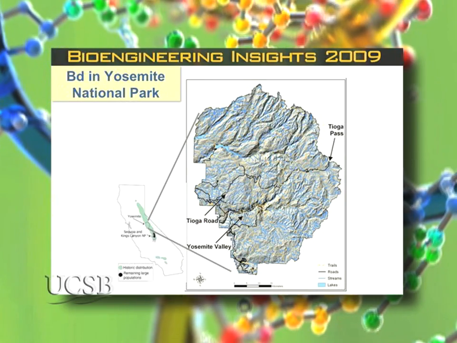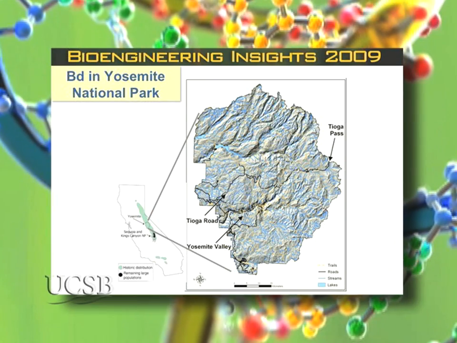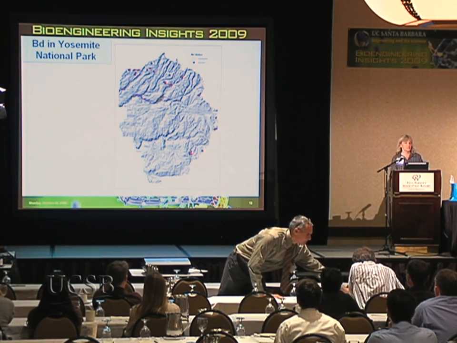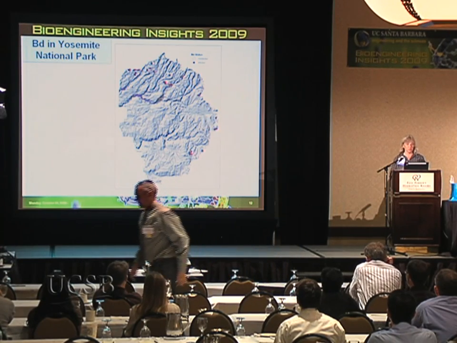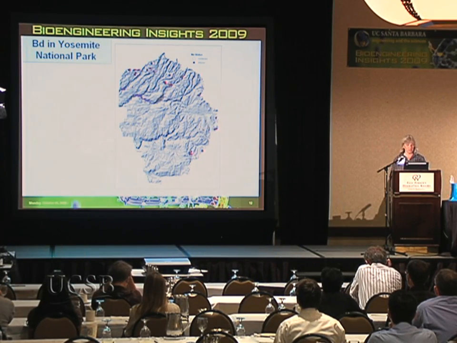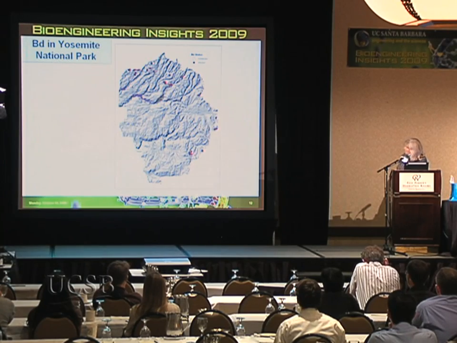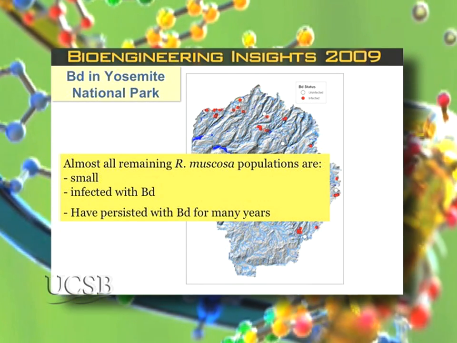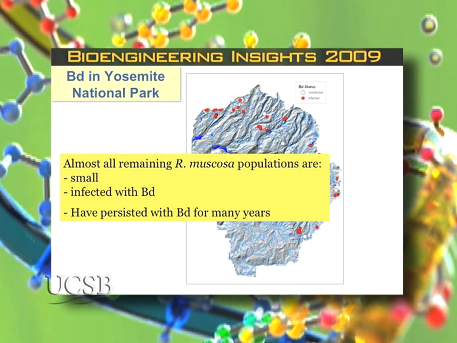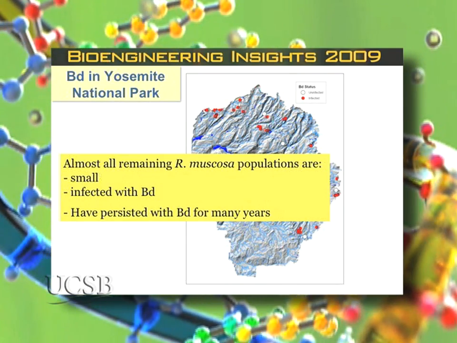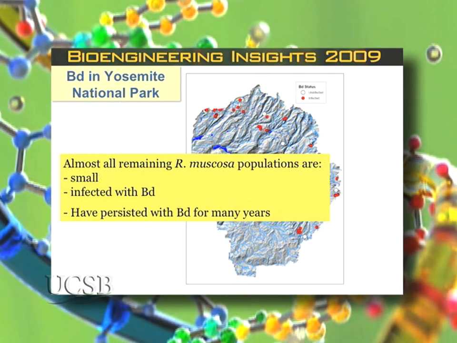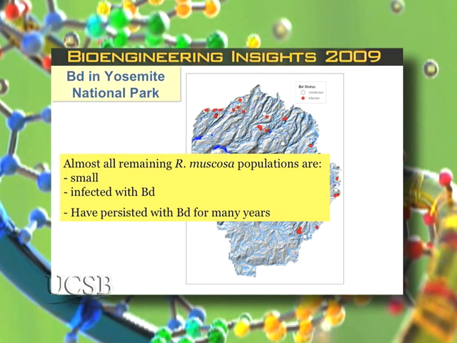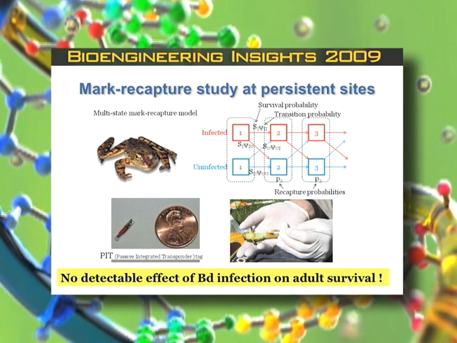Things are different in Yosemite National Park to the north, where we missed the initial epidemic of BD. By the time we started surveying it in the mid-1990s, there were actually very few populations of frogs left, sort of scattered small populations around the park. But almost all of these remaining populations are small, and almost all of them are infected with the fungus, but almost all of them have been persisting for many years in this infected state. And so we're trying to figure out what's going on.